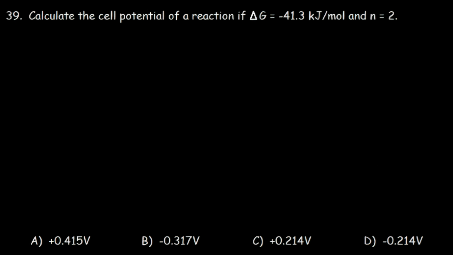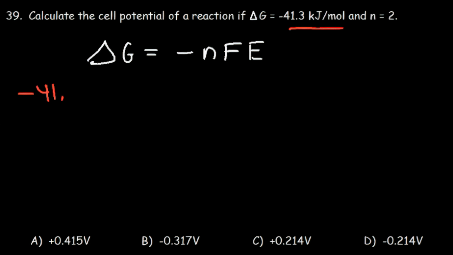39. Calculate the cell potential of a reaction if the change in Gibbs free energy is negative 41.3 kilojoules per mole and n has a value of 2. The equation that you need for this problem is this. Delta G is equal to negative nFE. Now delta G has to be in joules per mole, not kilojoules per mole. So we need to multiply this value by 1,000. So we're going to plug in negative 41,300 joules per mole.